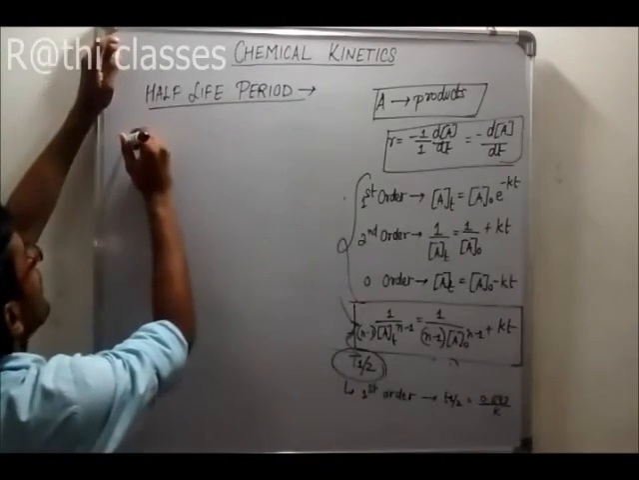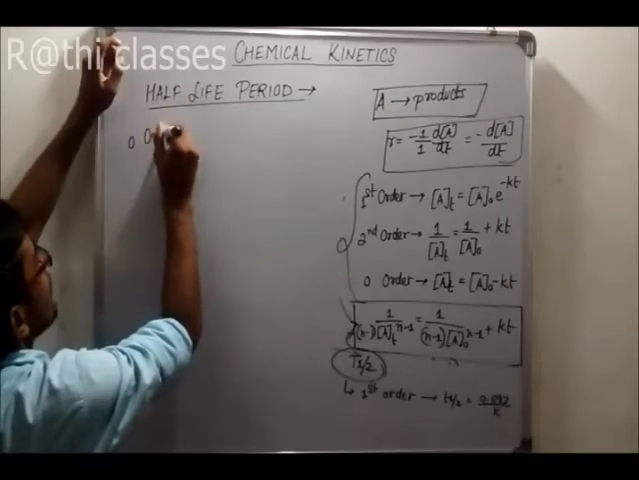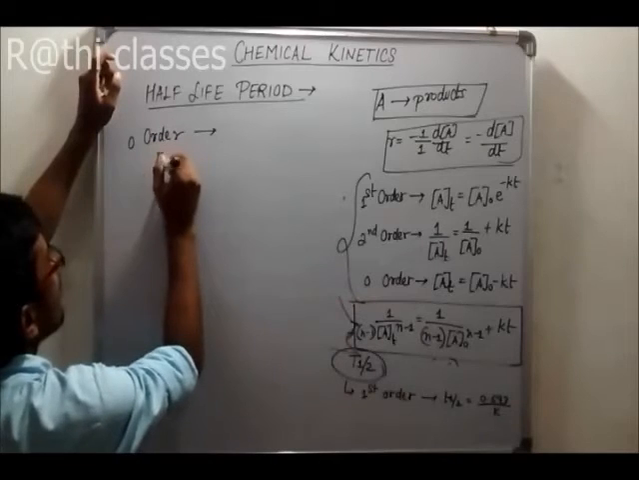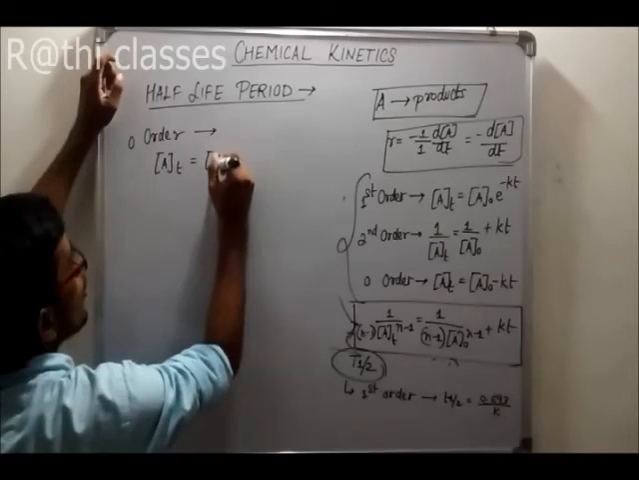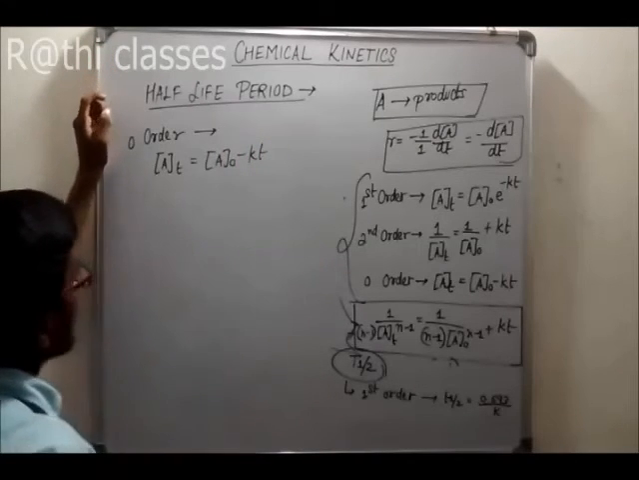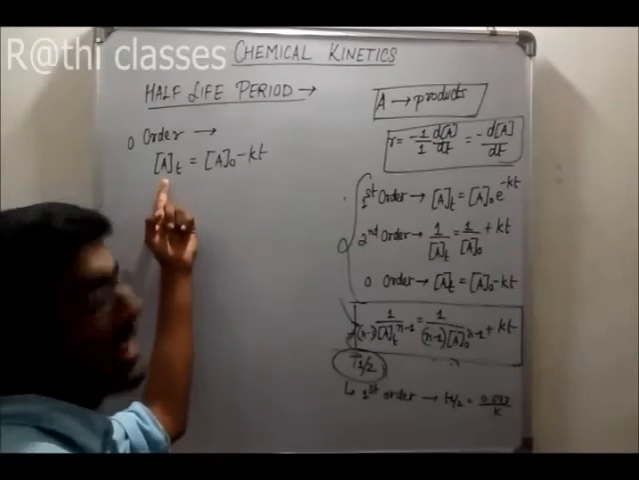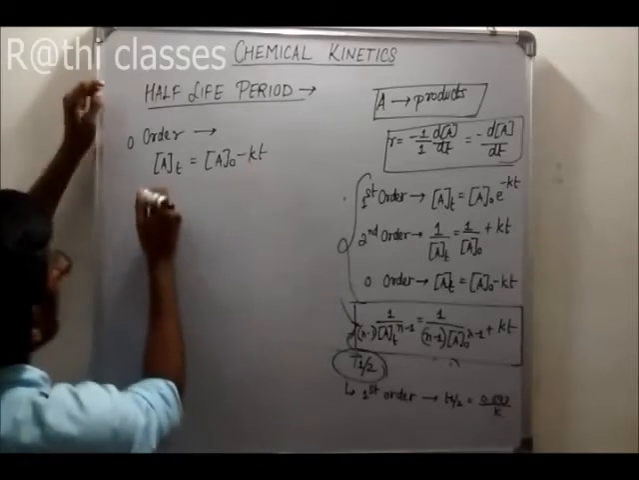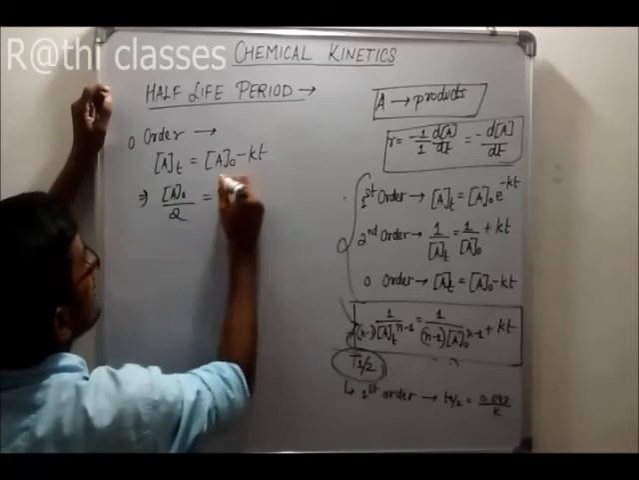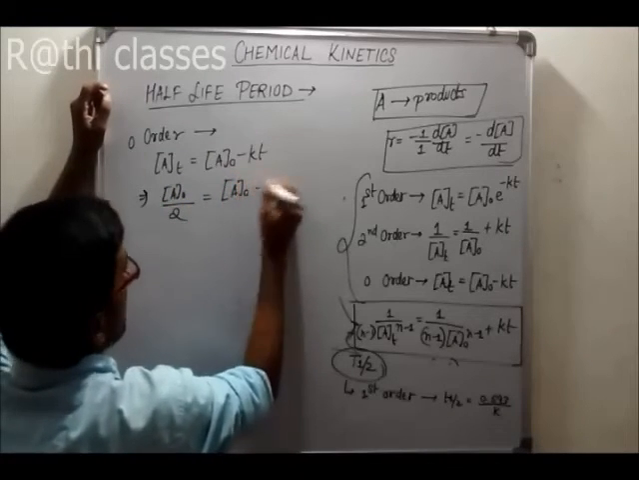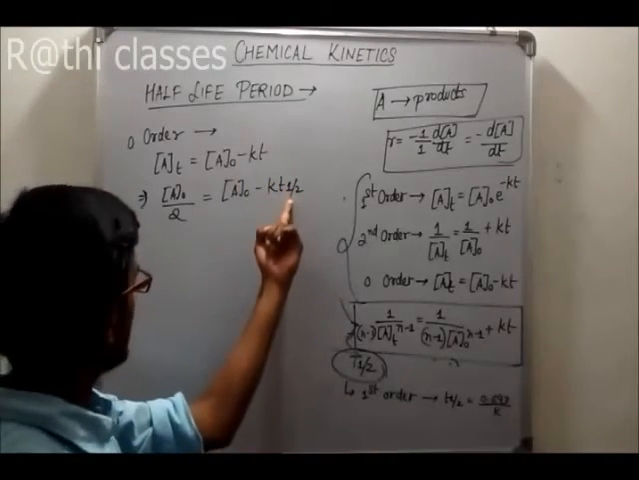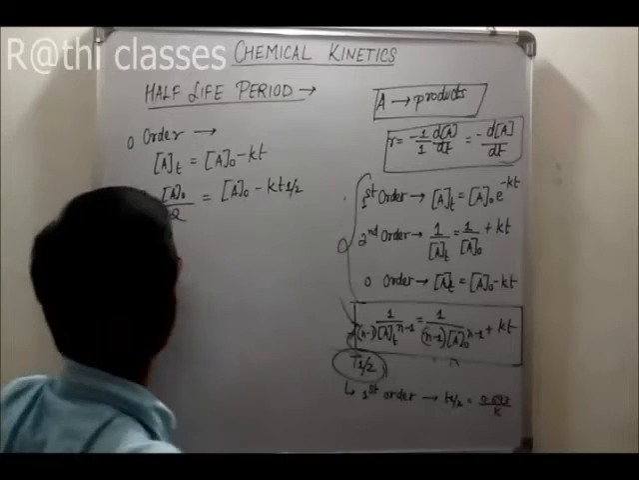Now, for the zero order kinetics, using this expression, AT is equal to A0 minus KT. Similarly, we replace AT by A0 by 2 and T by T half. It's A naught by 2 is equal to A naught minus K T half. This will be T half when the concentration becomes A naught by 2.